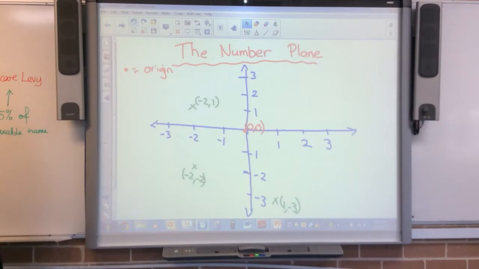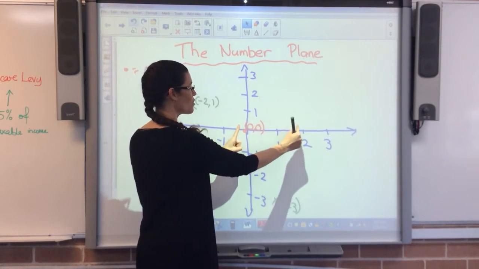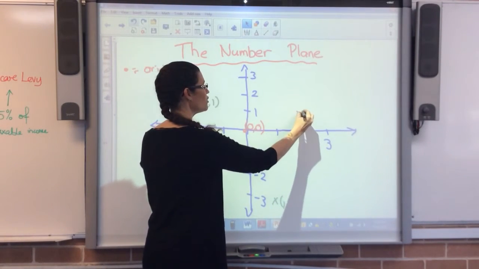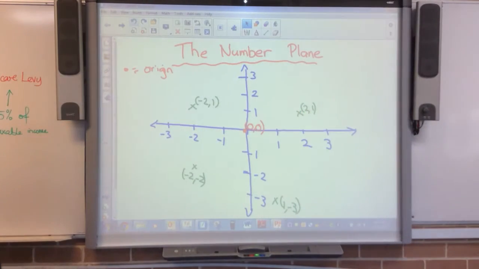Alright, so if you did that correctly, 2, 1 means you go across 2, up 1, and you should have a point there. Did everyone get that one right? Most people.